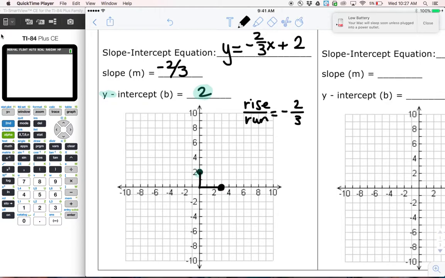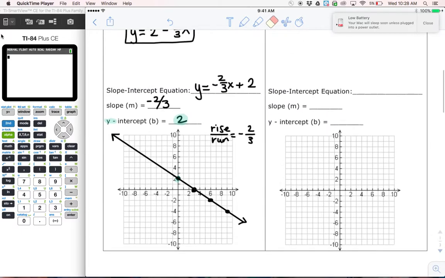You can do it again if you want. Down 2, right 3 to get your next point. Down 2, right 3. That's how we're getting points. Draw your line. Hopefully you have some kind of straight edge to use. And there we've done it. Let's go ahead and do another one.